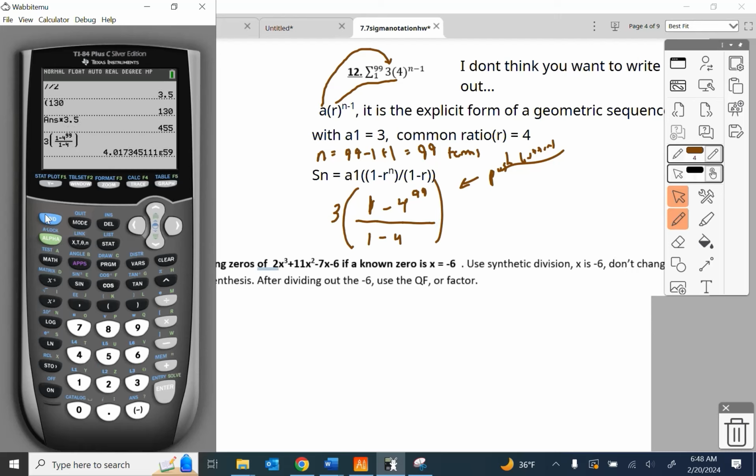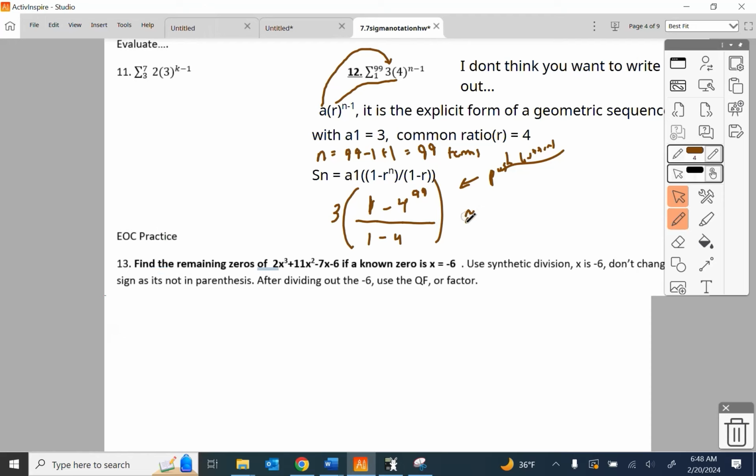You get this teeny tiny decimal that I don't think your calculator can convert to a fraction. It can. That is 4.0173 times 10 to the 59th power, which is a huge number. Oh, it's huge actually, isn't it? It's a gigantic number.